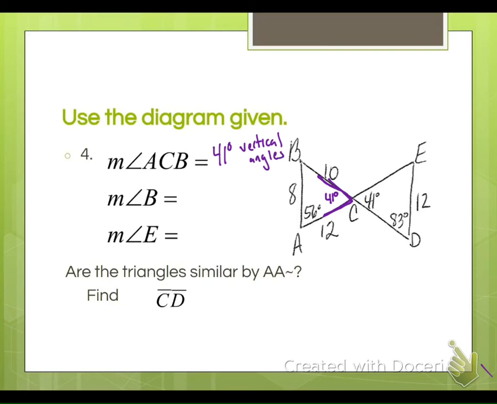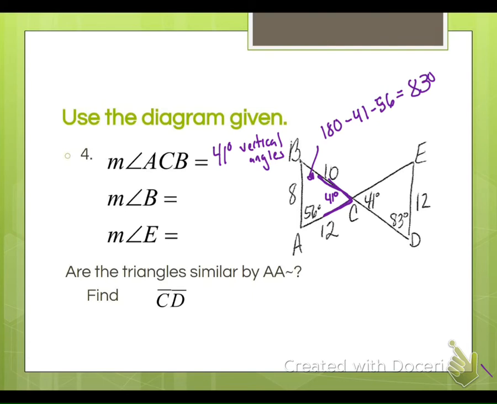And then after that, we have to find either angle B or angle E or both. So let's start by finding angle B. So to find angle B, we have 180, and we subtract the two angles we have, minus 41, minus 56. And what do you get there? 83. So we see here that we ended up with two angles that are congruent. So we have angle B is going to be congruent to angle D.